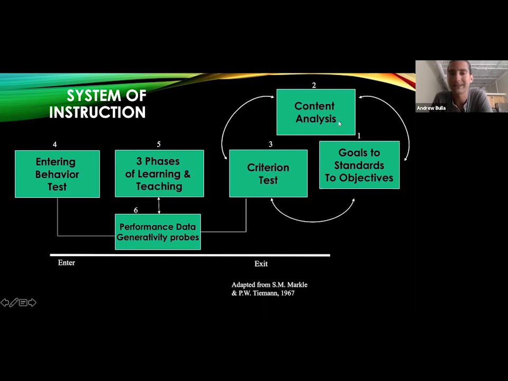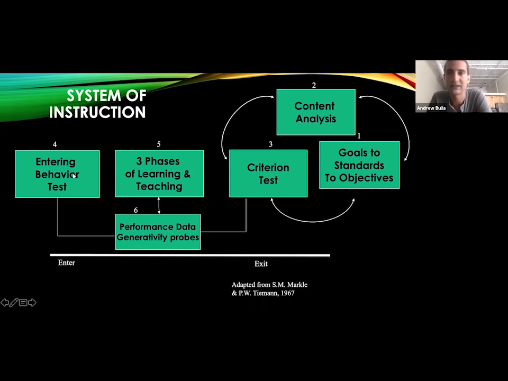What we'll be talking about today is content analysis. So based on the goals that we have, how do we analyze the instructional material to see exactly what we need to teach and the features of everything that we need to teach? From there, we create our criterion test. So what is the performance that we want the learners to engage in? What is a good assessment of that? If we said that the learner has accurately learned the skill, what are we asking them to do here?